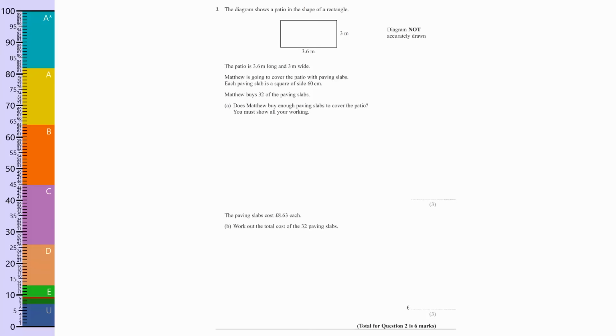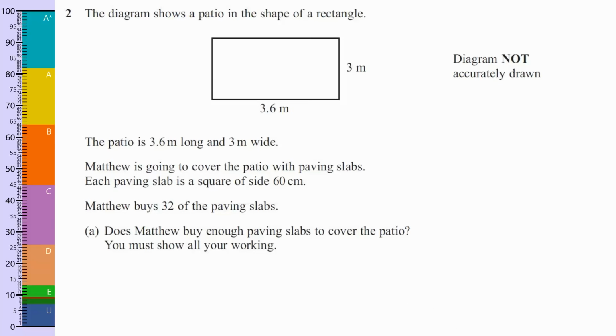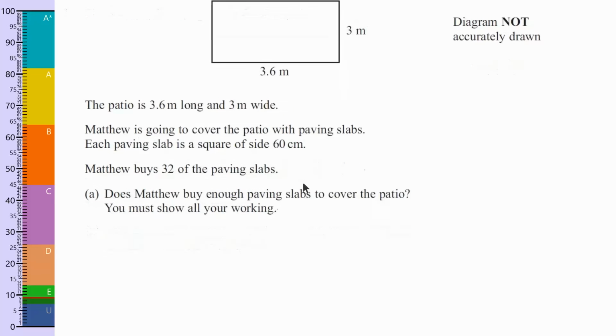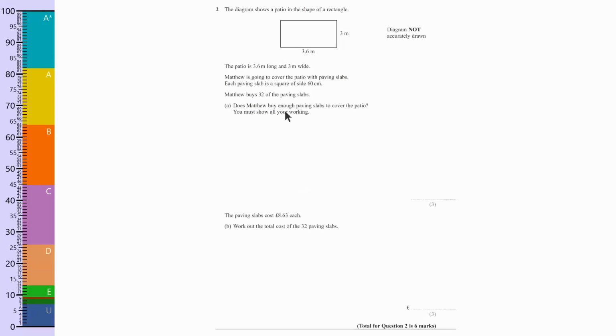Okay, I'm going to zoom in slightly here. You can see that there is a rectangle of 3.6 meters width and 3 meters height, but the paving slabs in the question are 60 centimeters. Now whenever you've got a question with meters and centimeters, similarly pounds and pence or different units, you always want to be converting those units. So I'm going to zoom out and we're going to have a go at answering this question.